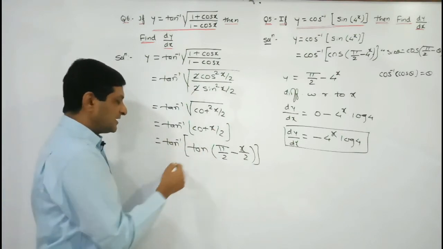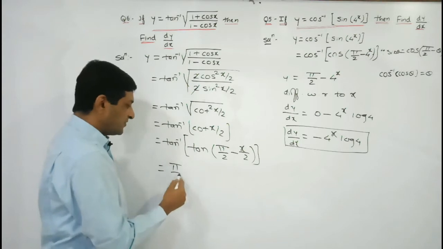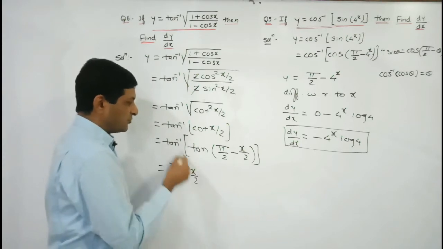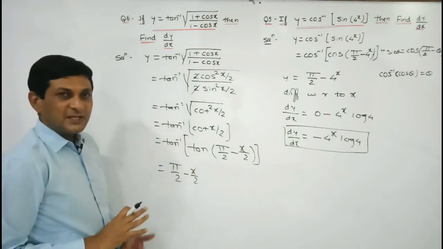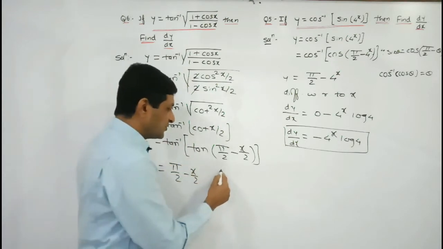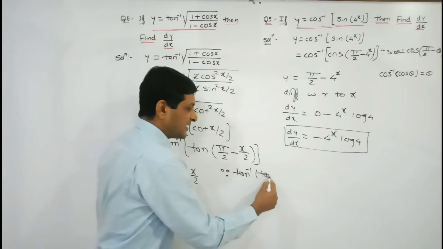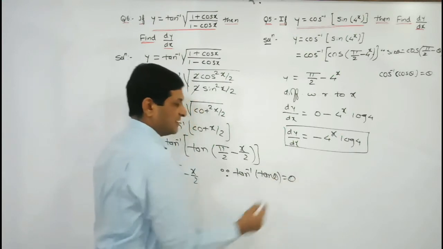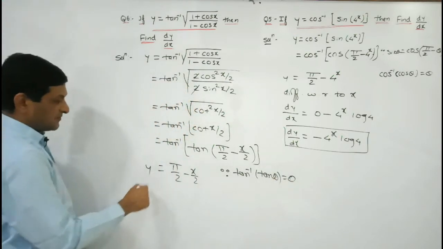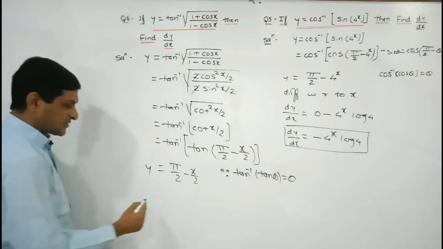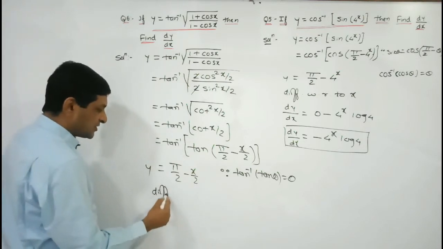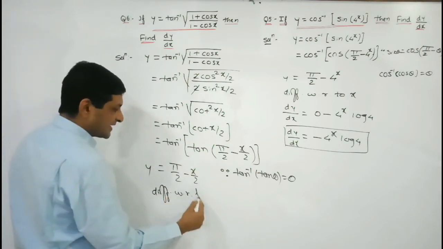Now after cancelling tan and tan inverse, what will we get? Pi by 2 minus x by 2. We are able to eliminate these two, tan inverse and tan, using which property? Since tan inverse of tan theta will be equal to theta. So here the given function is now in the simplest form. So let us differentiate it with respect to x.